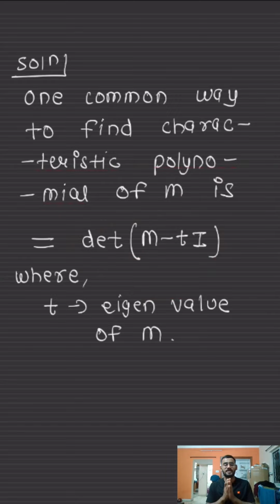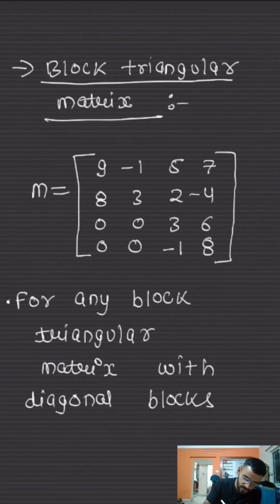Especially in the GATE examination, if you find any question very time consuming, then there is some trick or some concept involved behind that question. So the concept behind this question is the block triangular matrix. So what is a block triangular matrix?